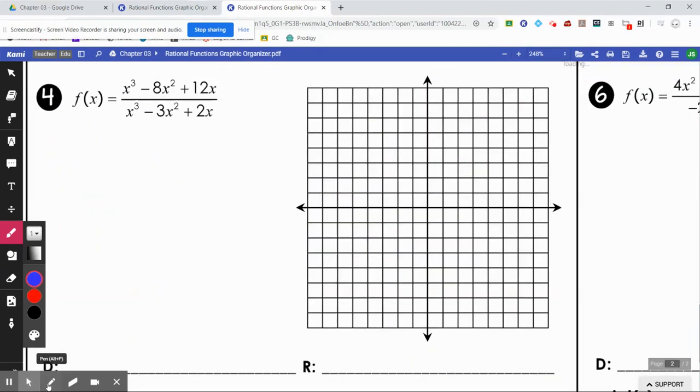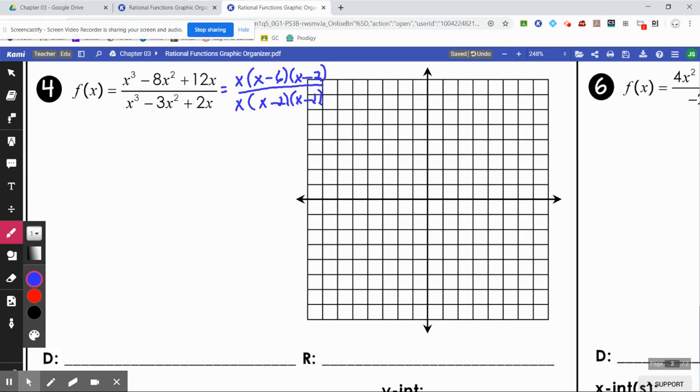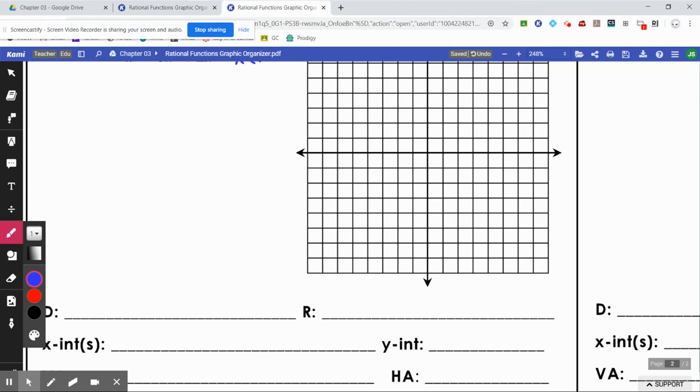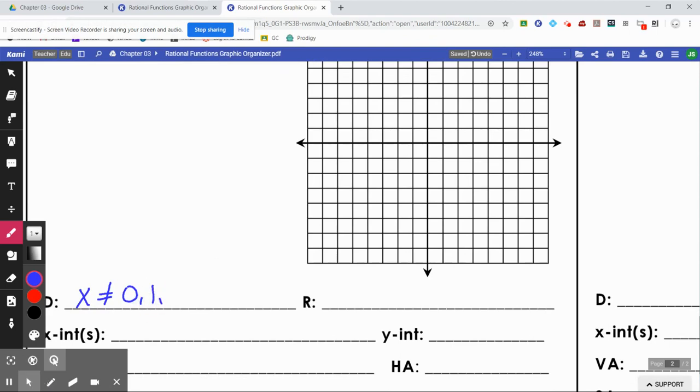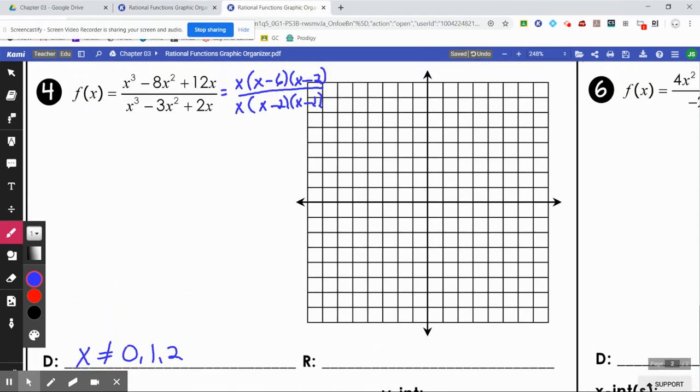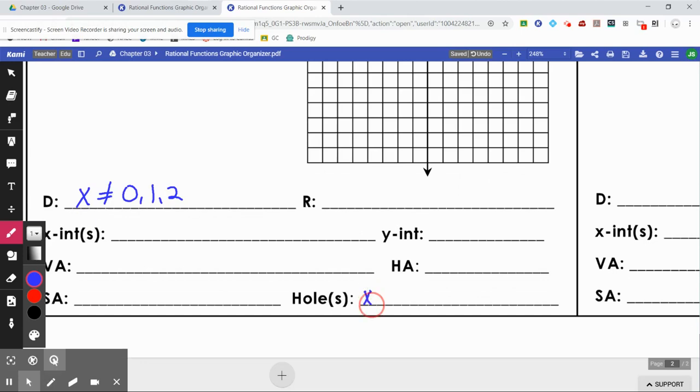Okay, number 4. First step is we need to factor our rational function. And here's what I get whenever I do factor it. Notice the bottom, x times (x minus 2) times (x minus 1), tells me that my domain restrictions, x will not be able to be 0, 1, or 2. Again, anything that cancels out tells me that at that point I will have a hole. So since the x's cancel and the (x minus 2)'s cancel, that means that I will have a hole at x equals 0 and at x equals 2.